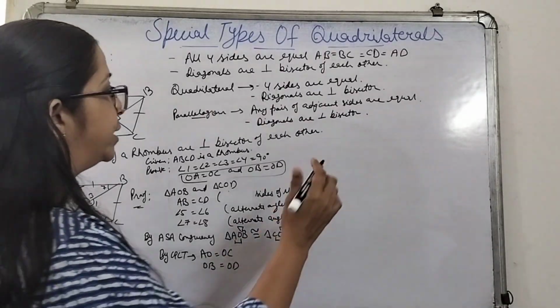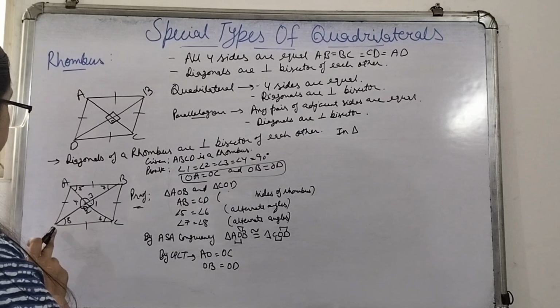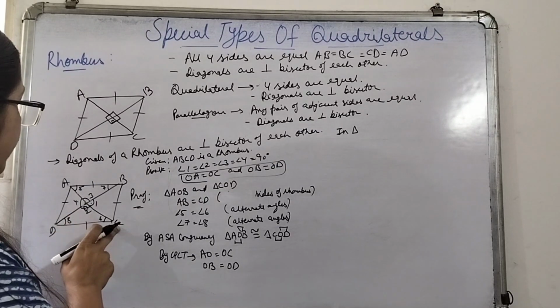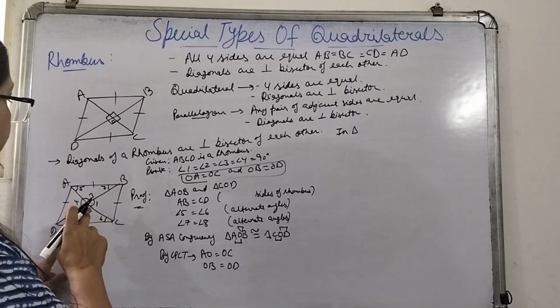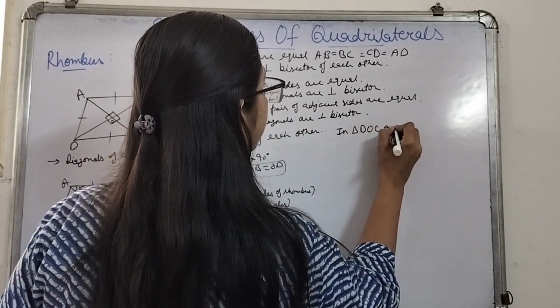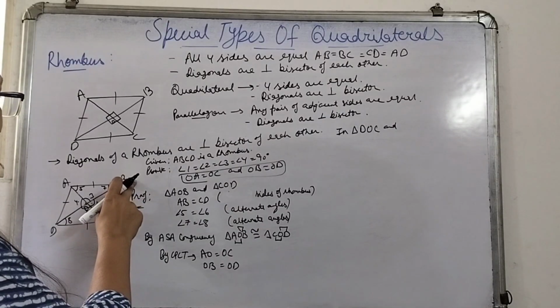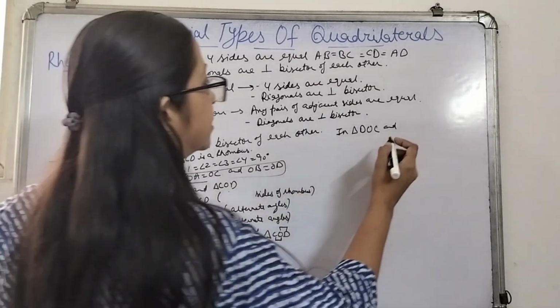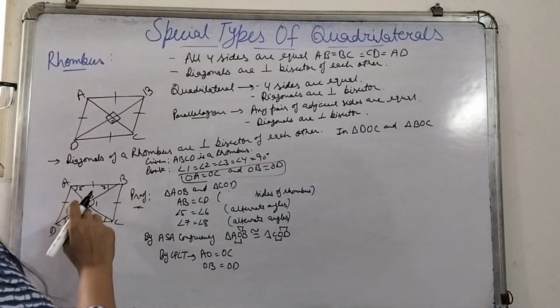So how can we prove it? Now we'll be considering triangles. Let's see, we are taking triangle DOC, and this triangle and triangle BOC. These two triangles we are considering.